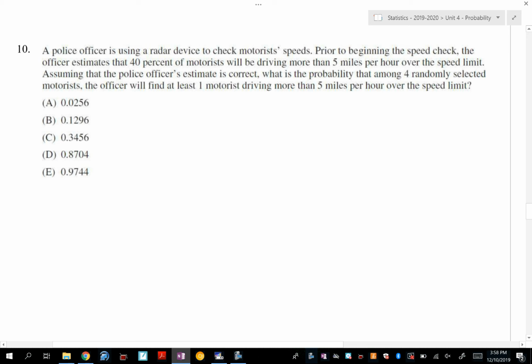Okay, so we have 4 drivers. And guys, this is an example of a Bernoulli trial. You have a success or a failure, speeding or not speeding. You have a constant probability of success. I know it's weird, but probability of success is 0.4 for speeding.